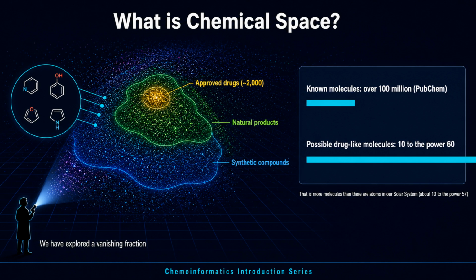Different regions of chemical space contain different molecule types. Approved drugs occupy a small but valuable region, natural products span a diverse area, and synthetic compounds cover yet another territory. The challenge of drug discovery is finding the right needle in this impossibly large haystack.